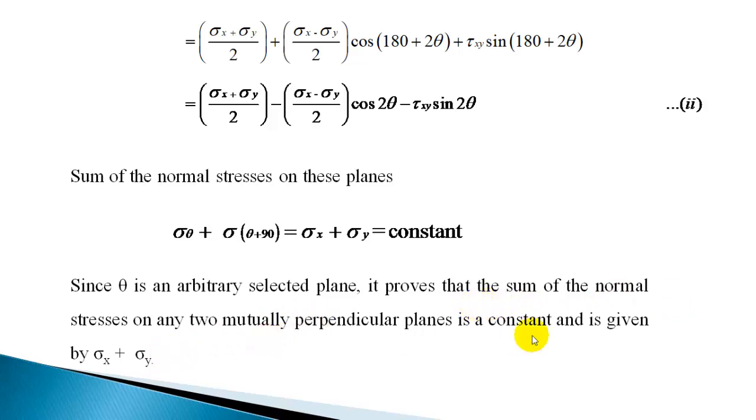Hence we have proved that the summation of the normal stresses on any two mutually perpendicular planes is a constant, irrespective of the angle theta. Arbitrarily you take any two mutually perpendicular planes, the summation of the normal stresses on those planes should be a constant.